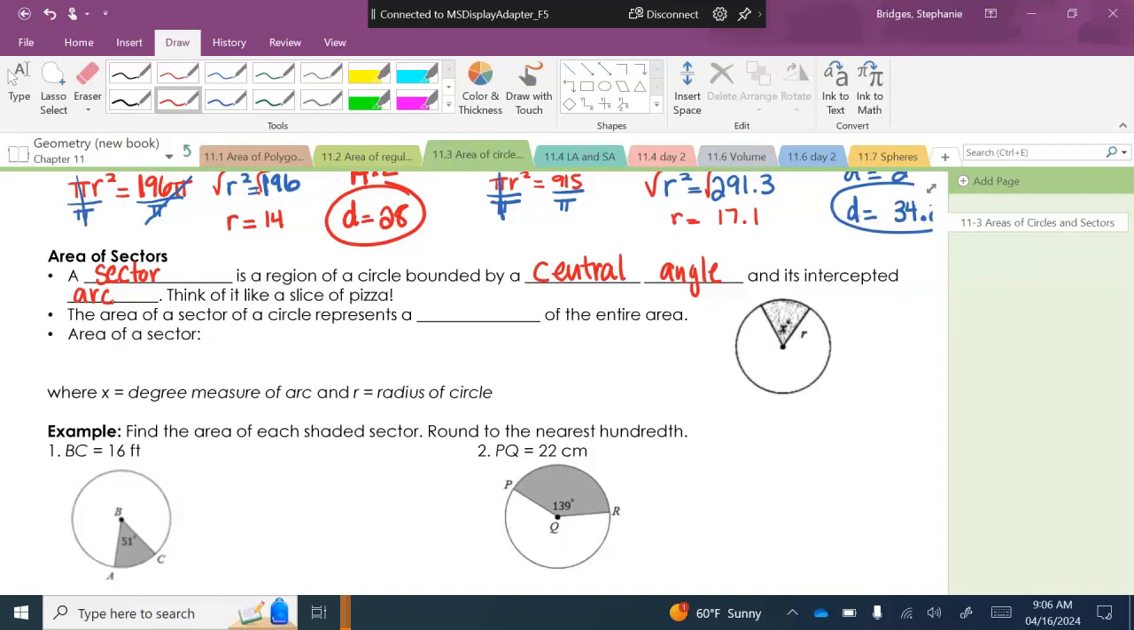All right. The area of a sector of a circle represents just a fraction of the entire circle. Okay, not the whole circle, but the fraction of the entire circle. So think about your whole pizza, your one slice. That is just a fraction of that pizza. So here is the formula for area of a sector. It is x over 360. It is a fraction. Times pi r squared.